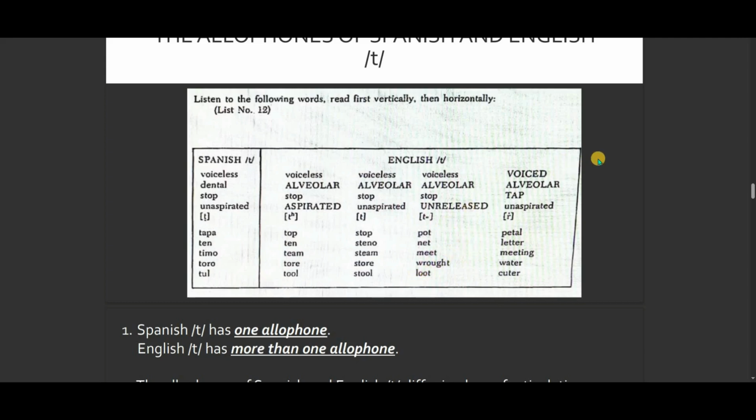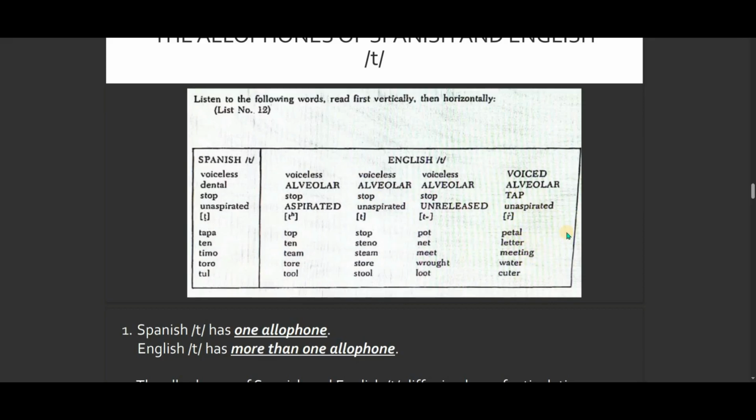And then we have a voiced alveolar tap, unaspirated. In this case, we have a voiced sound, which is the difference between this and the other three, which are voiceless. Remember, the difference between a voiceless and a voiced sound is that in a voiced sound, your vocal cords will actually vibrate. It is also alveolar, and it will be a tap instead of a stop, and it will also be unaspirated.